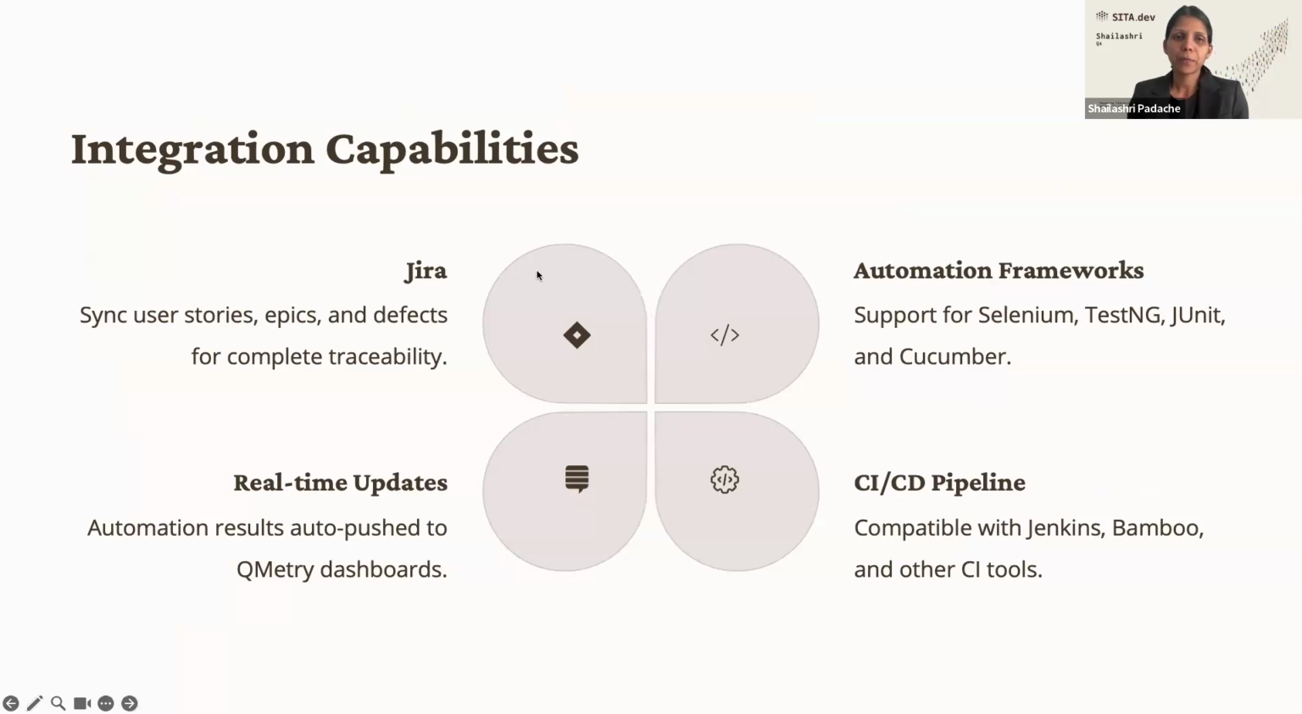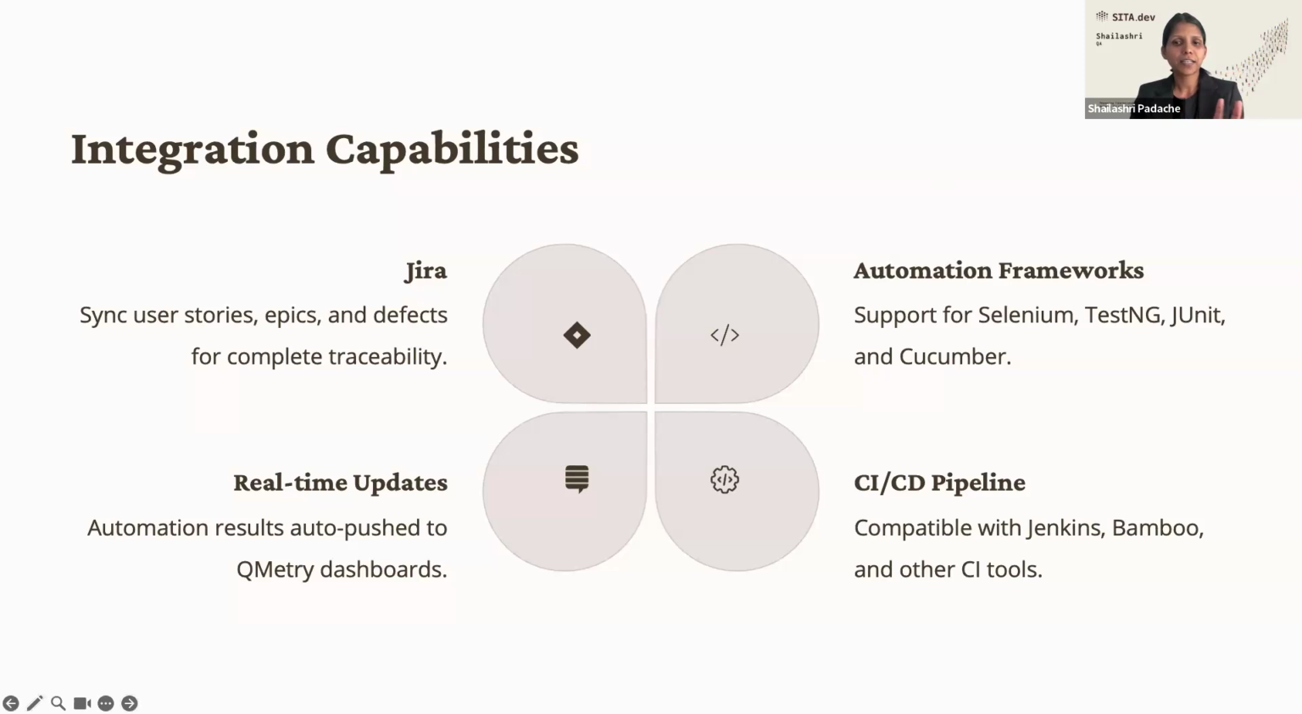So next one is integration capabilities. The main key features are Jira, real-time updates, automation framework, and CI/CD pipelines. Qmetry is built to fit smoothly in today's fast-paced development environments, and it mainly helps to manage quality across the entire software development lifecycle. So first one is Jira. Jira integration is nothing but Qmetry connects directly with Jira, allowing two-way updates between the test cases, requirements, and bugs, where we can link the test cases, requirements, and the bugs.